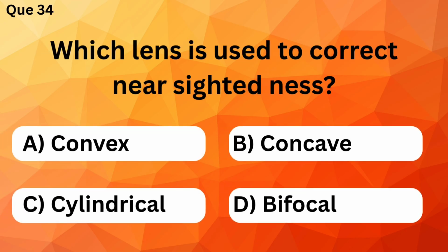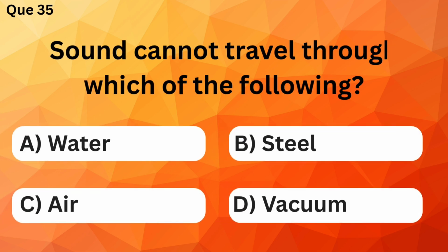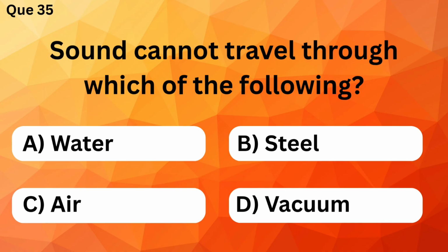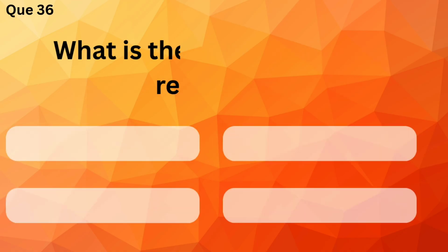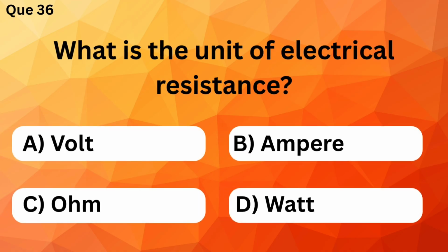Which lens is used to correct nearsightedness? B. Concave. Sound cannot travel through which of the following? D. Vacuum. What is the unit of electrical resistance? C. Ohm.